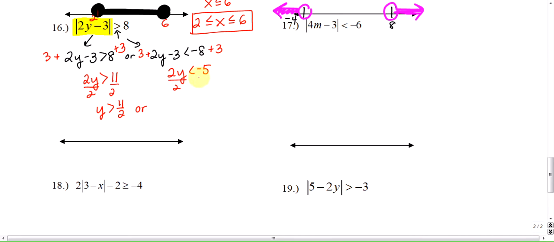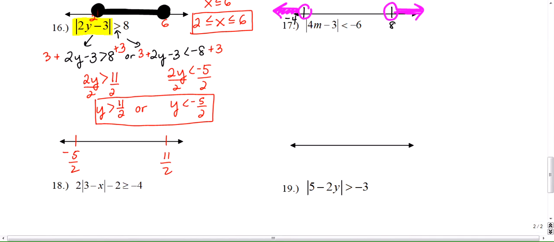Divide by 2. I'm not dividing by a negative, so I do not need to flip the inequality sign. So here's my answer. Again, these are not going to be super technical graphs. I'm just going to do some fast graphs here because I think we're focusing more on the solving process right now. That's the new stuff.